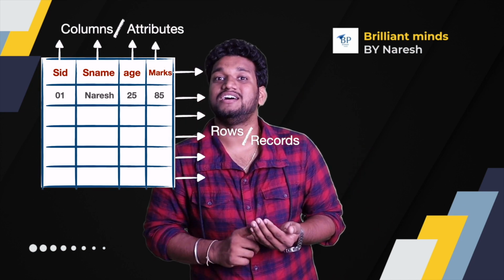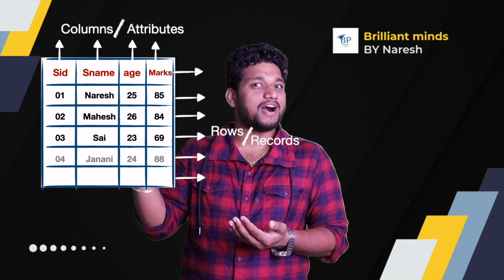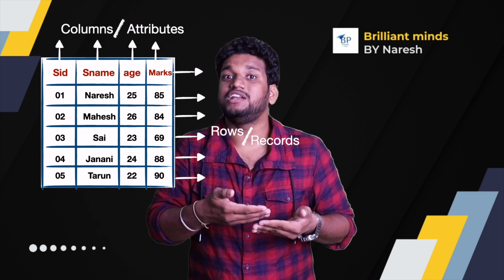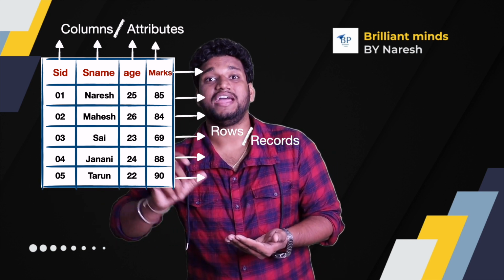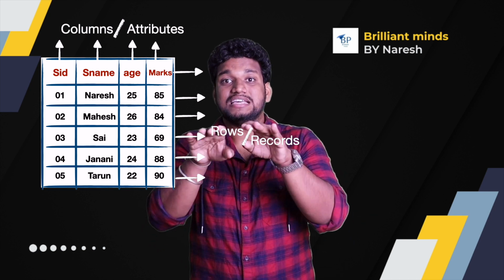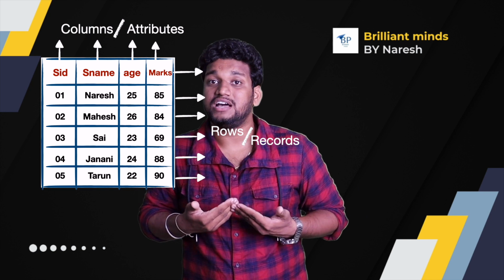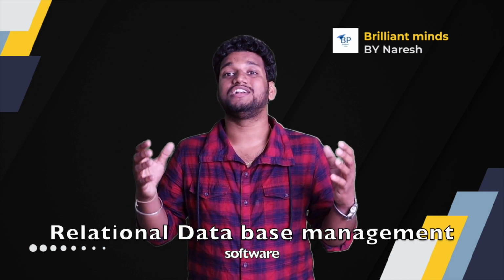What are the records? For student ID, I have to give the ID or not? 01 is the ID. And I have to give the name or not? Naresh is the name. I have to give the age or not? 25 is the age. I have to give the marks or not? 85 is the marks. In the same way, I have to fill the remaining rows also with 02, Mahesh, 26 age and 84 marks. In the same way, I'll be filling my tabular form. This is in the form of a structured format or not, where we are storing the data in a predefined format? Yes or no? This is RDBMS, Relational Database Management Software.